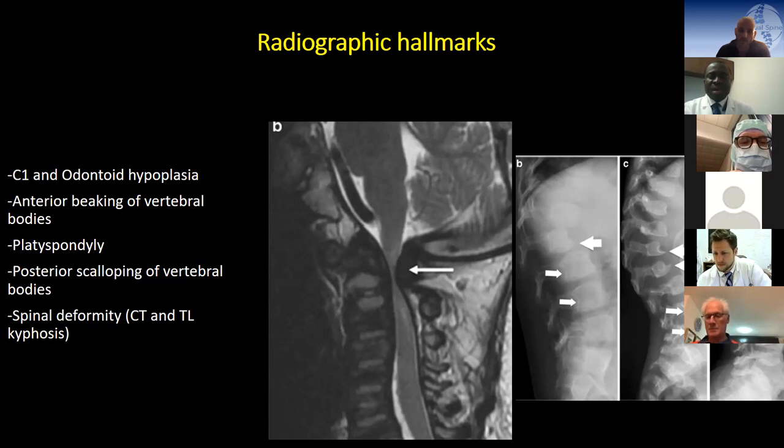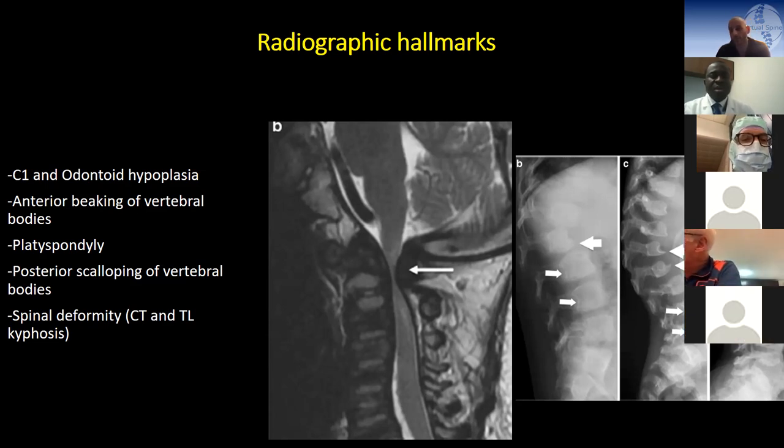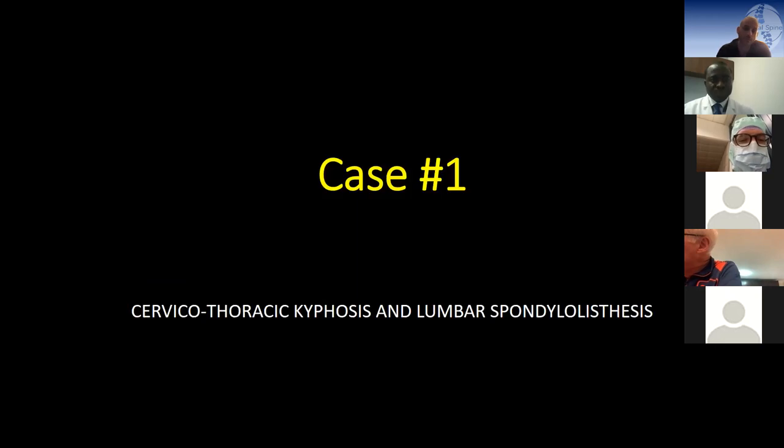The vertebral bodies have this special shape. They're flattened, a term called platyspondyly. There's posterior scalloping of the vertebral bodies, and almost always, especially in severe Hurler syndrome, at least 80 to 90% of the kids will have thoracolumbar kyphosis, sometimes with concomitant cervicothoracic kyphosis.